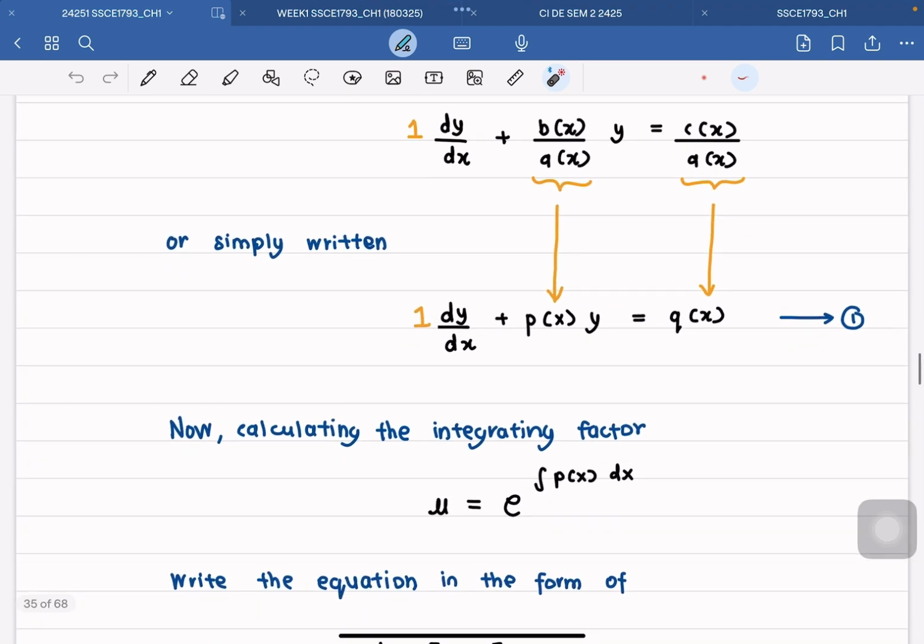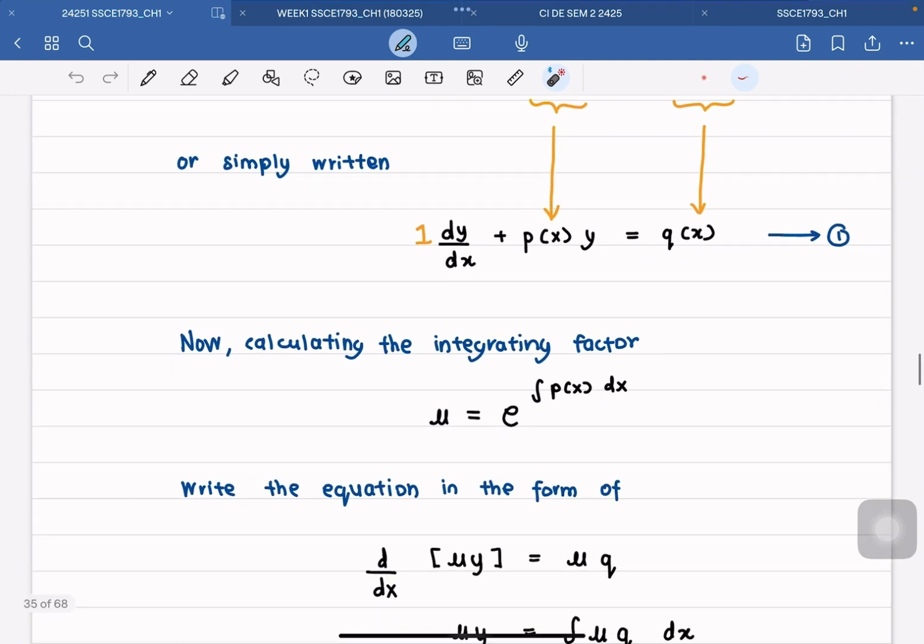Next we calculate the integrating factor. So what is the integrating factor? This is the equation that you have to remember: mu is equal to e to the power of the integral of p(x) dx. So what is your p(x)? This is your p(x). It is important for you to determine where p(x) is in order to get the integrating factor.